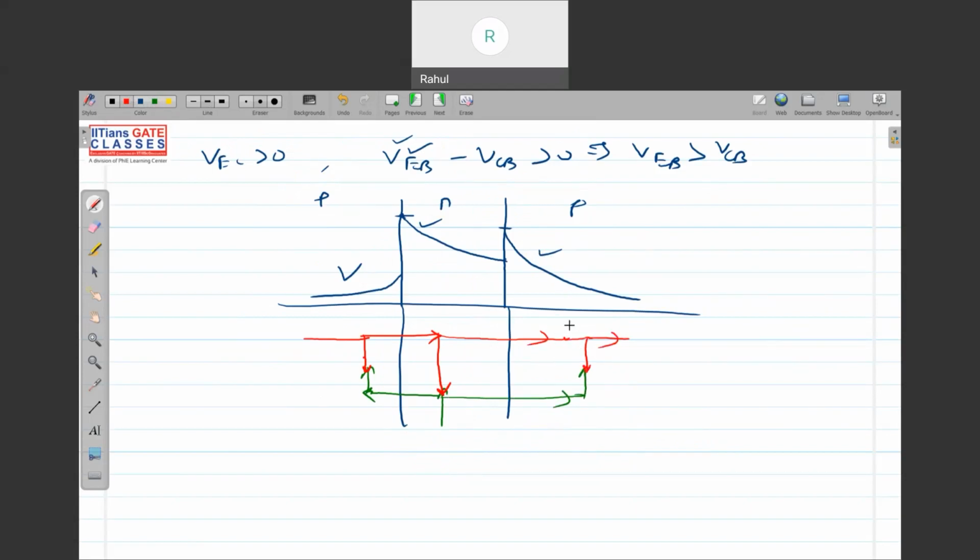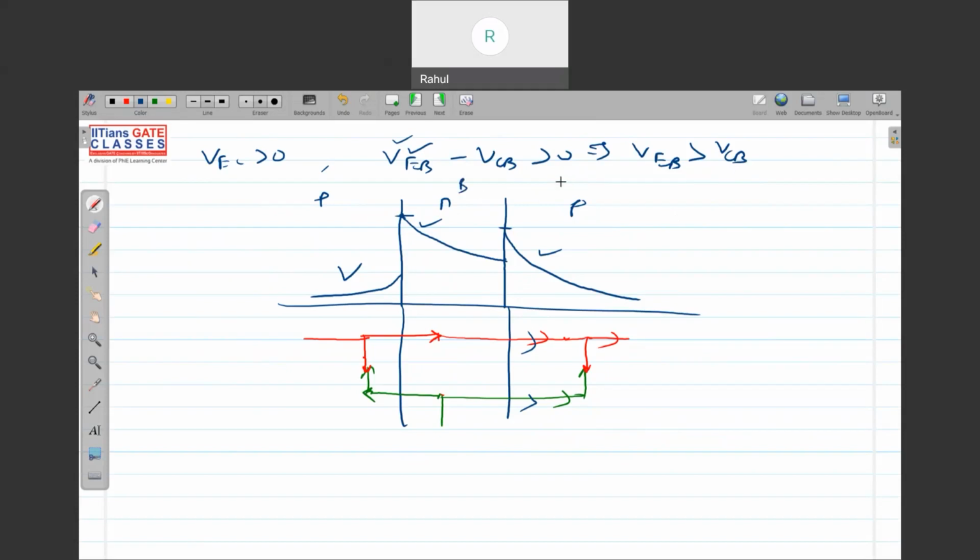Okay, this is the current flow for VCB greater than 0. Okay, what is the change now? Now the current here is not negligible, so I can neglect the recombination current here. This can be neglected. Now you see there is a concentration gradient. So the holes are moving from base to emitter like this, and since VCB is greater than 0, right, this is also injection from the base to emitter.